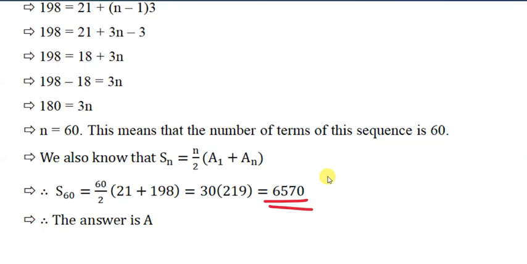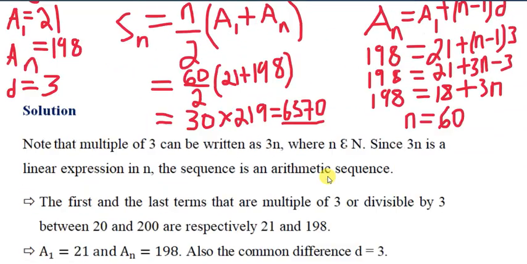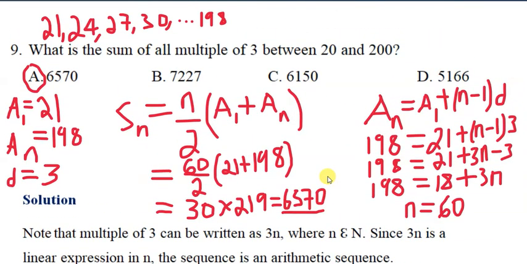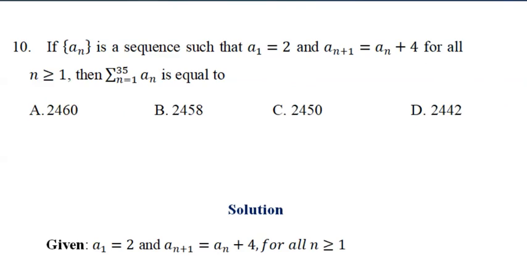This is the sum of all multiples of 3 between 20 and 200. This is question number 9. What does question number 10 say? Let us see.